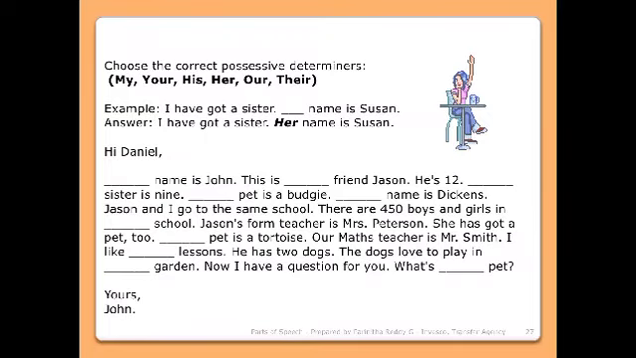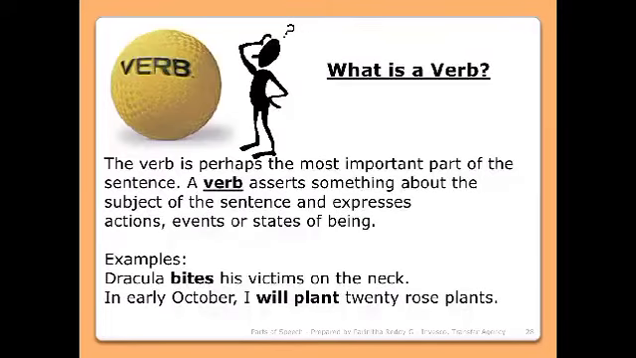Okay. So you would have to put all of the suitable pronouns related to the situation, and these pronouns are called possessive determiners. They are determining and showing the property of someone. So they are the possessive determiners as well.